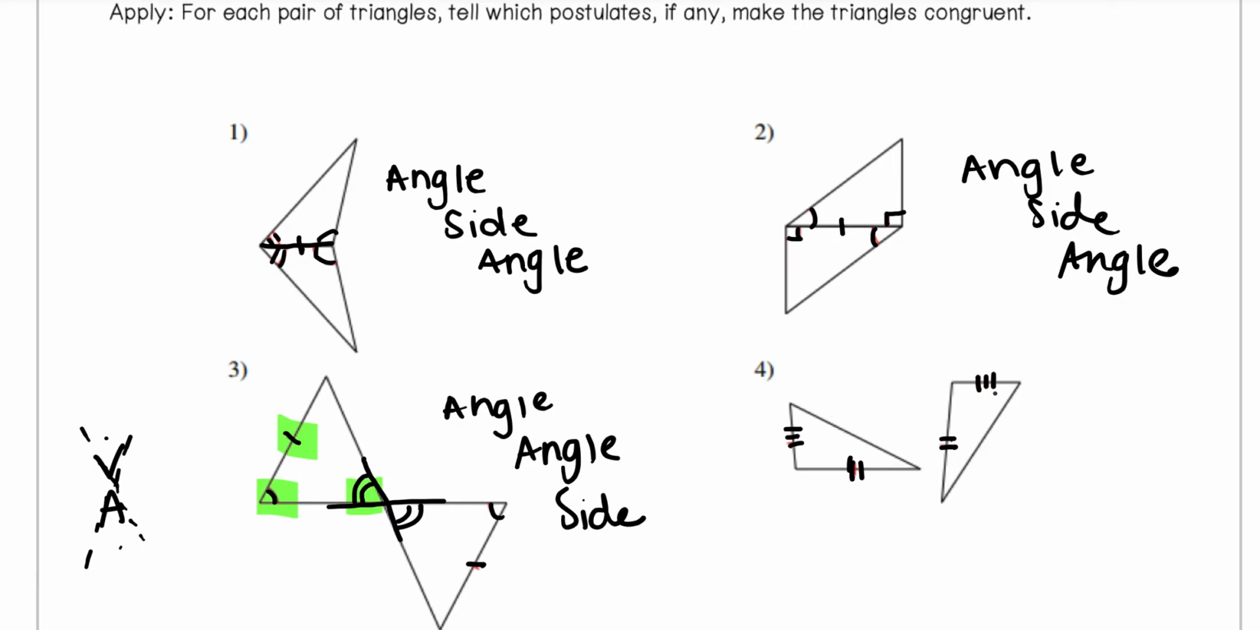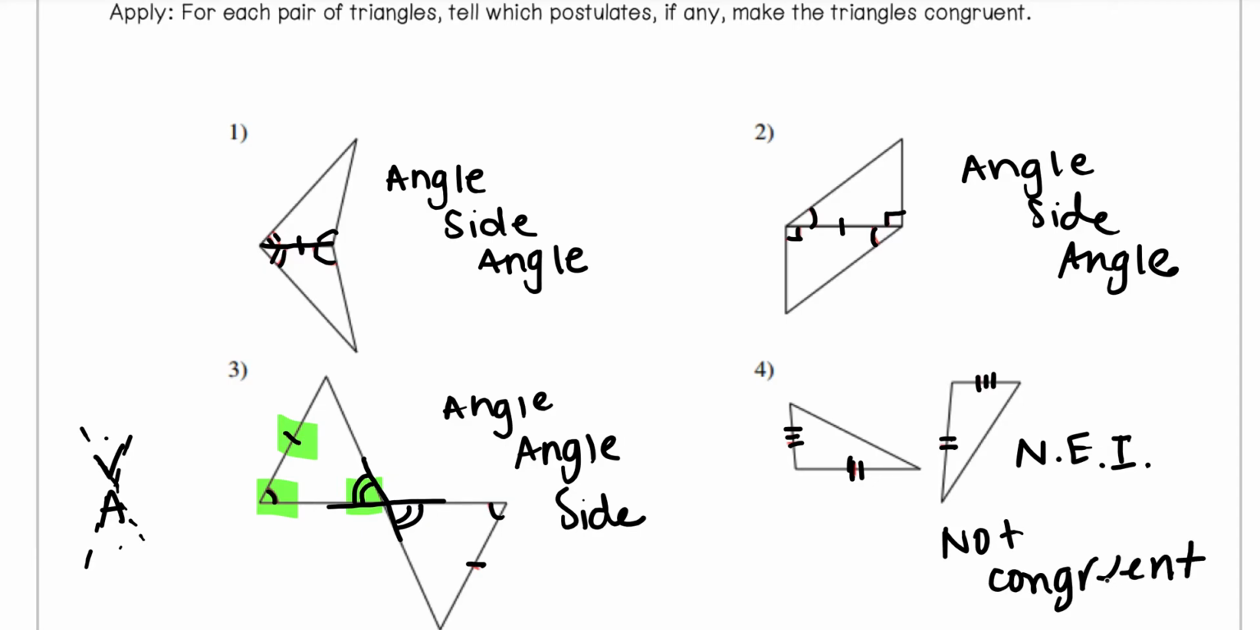These triangles aren't overlapping at all, so we can't really use vertical angles like we did, or any shared sides like we did above. So we don't know any other information to say about this last one. So there's not enough information here, so we can abbreviate that as NEI for not enough information, not congruent triangles, because we don't know enough.